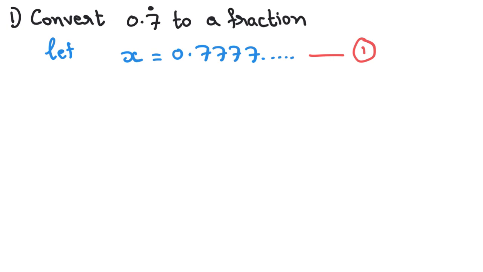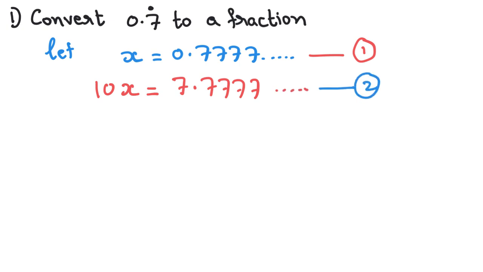We get 10x is equal to 0.777 multiplied by 10, it becomes 7.7777 on and on and on. Let's label this equation as 2. Got it? The first two steps. Now what we will do is, we will subtract the second equation minus the first equation.